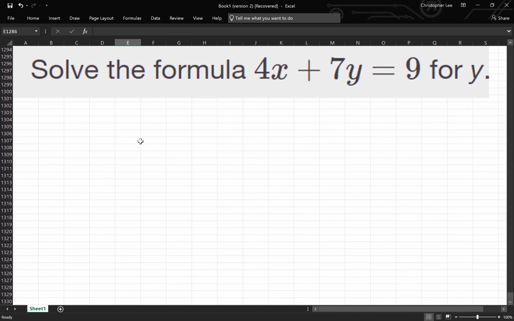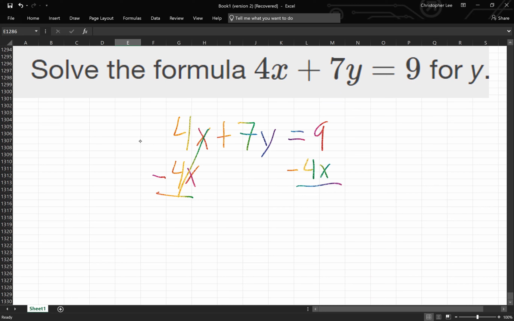All right, let's take a look. So I have 4x plus 7y is equal to 9, and I want to solve for y. So I'm going to subtract 4x from over here. What I do to one side of the equation, I do to the other side of the equation. So now I have 7y is equal to negative 4x plus 9.